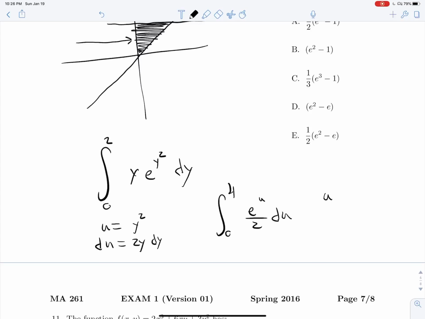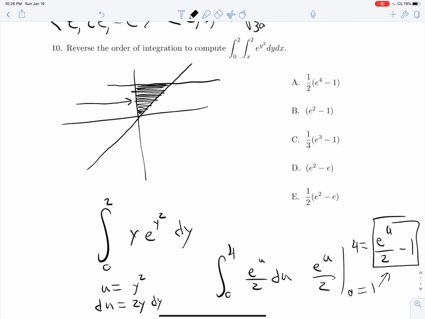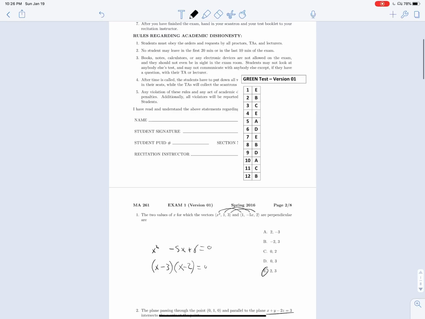Integrating, we will get, you guessed it, e to the u over 2 evaluated on 0 to 4. So e to the 4 over 2 minus 1, because here we're just going to get a 1. So that is our answer there. Oh, sorry, we don't get a 1 here. We get a 1 over 2. We still have that 1/2. So our answer is answer choice A for question 10.